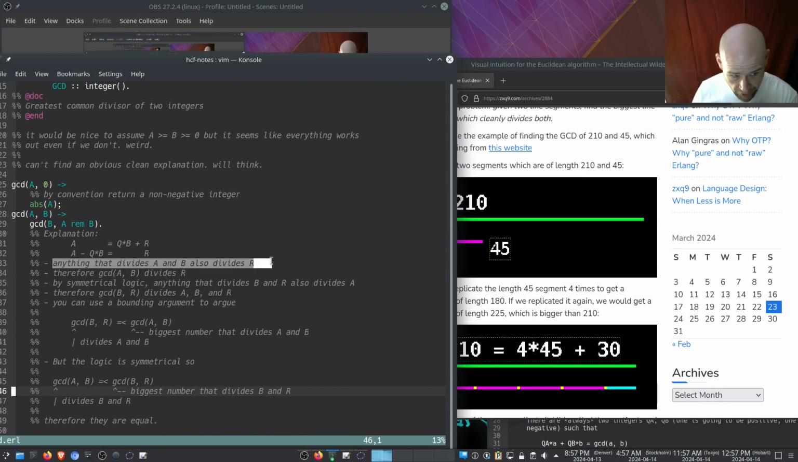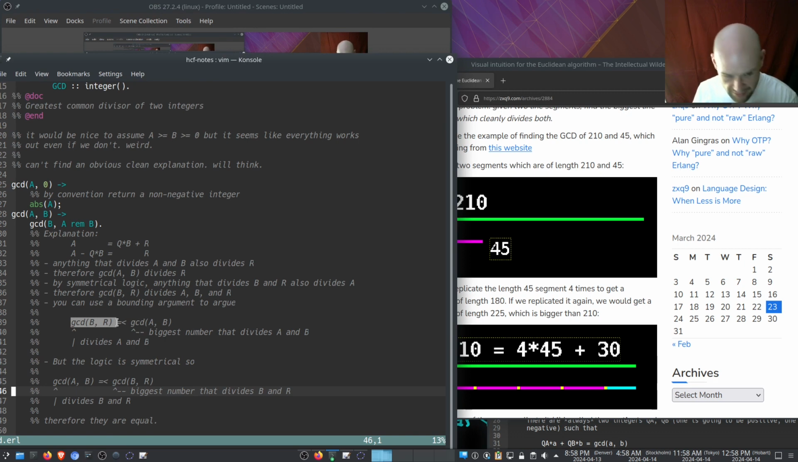Anything that divides a and b also divides r. So therefore, the greatest common divisor of a and b, being a common divisor of a and b, also divides r. By symmetrical logic, because we have qb plus r is equal to a, anything that divides b and r also divides a, so we can say the GCD of b and r must divide a. So we can make a bounding argument, and remember, this is a bounding argument on the divisibility graph. The GCD of b and r divides a and b. Therefore, with respect to the divisibility graph, it is less than or equal to the biggest number that divides both a and b.